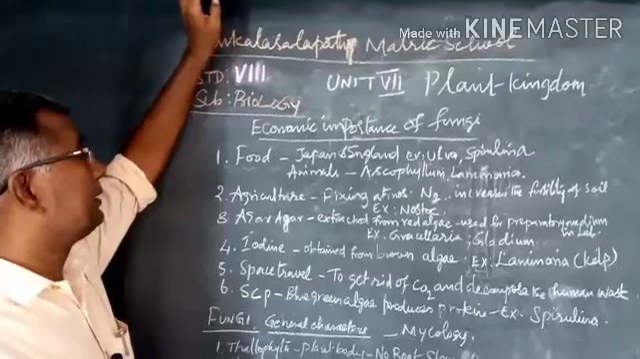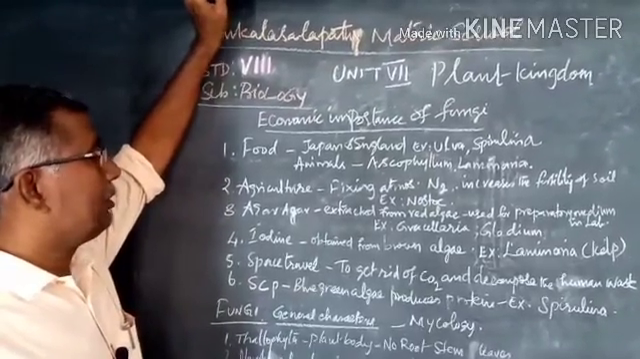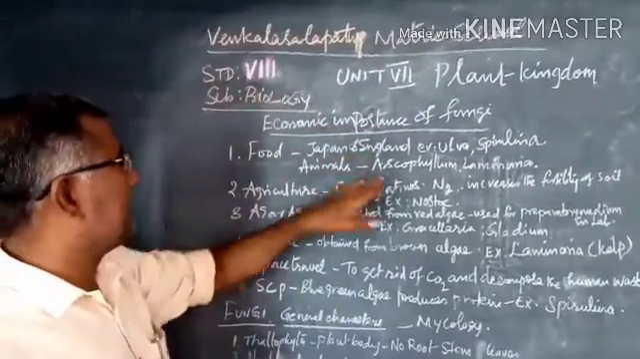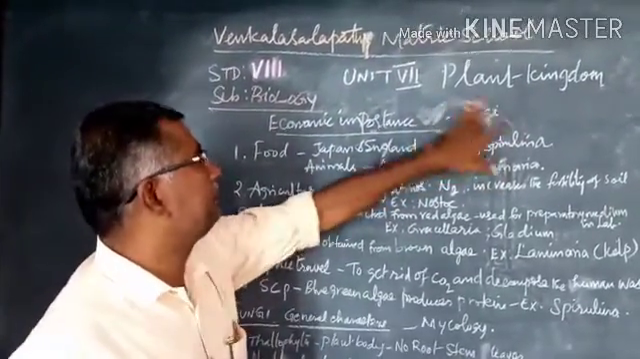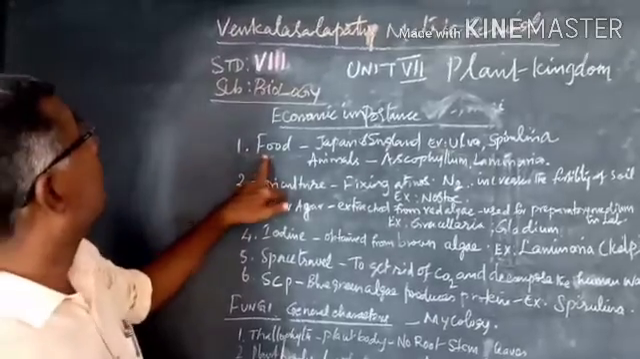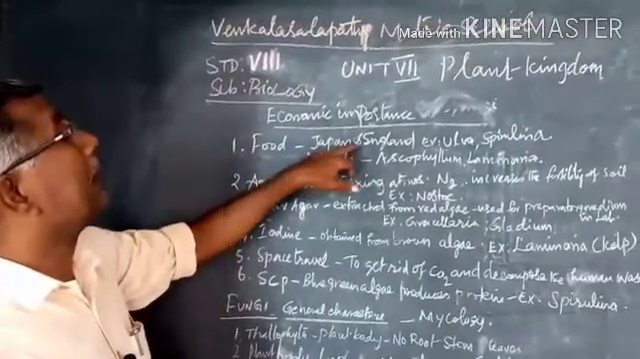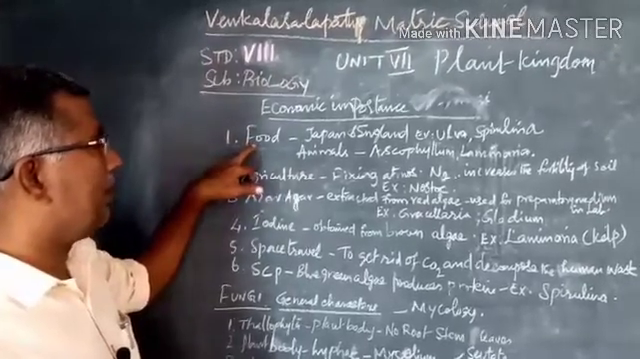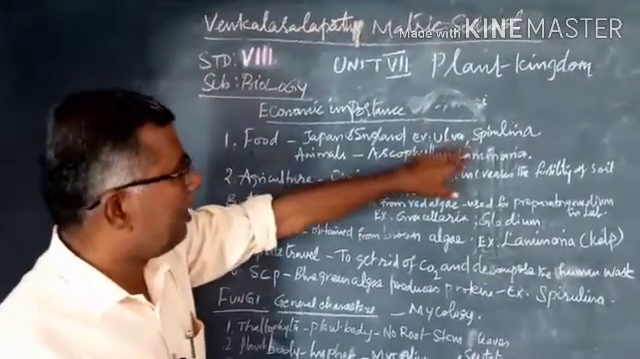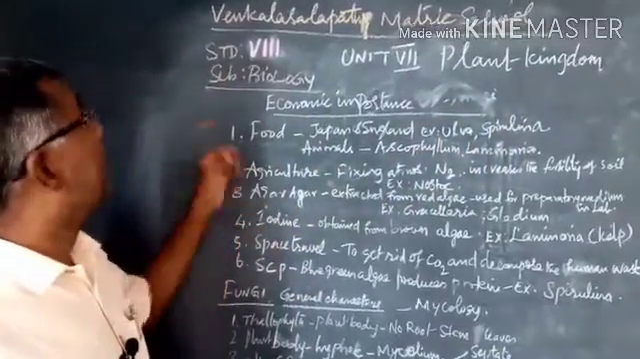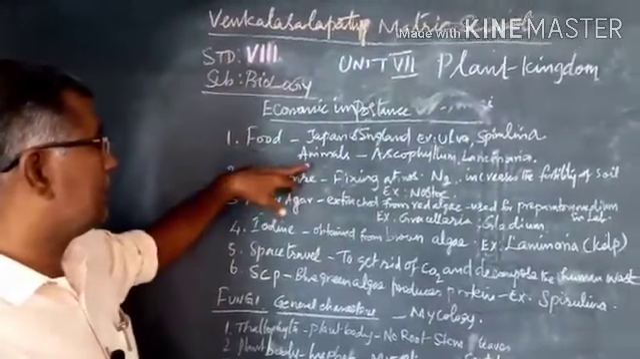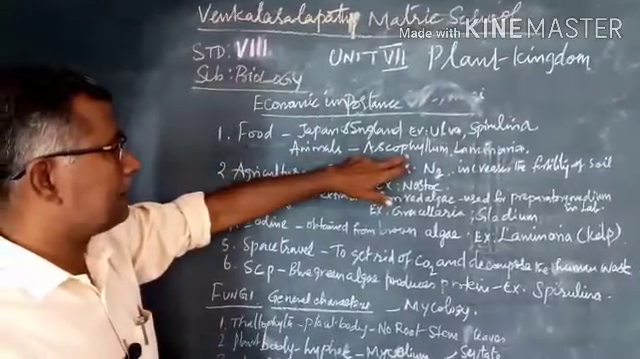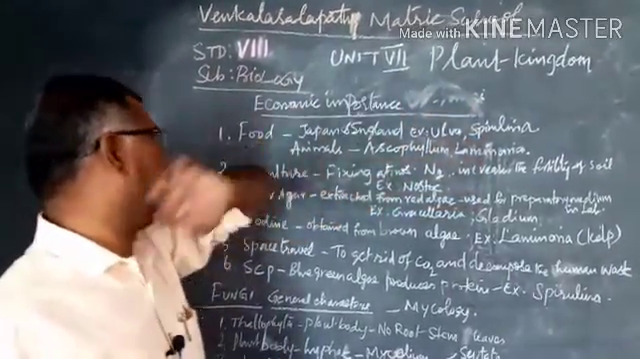Last class we saw about algae. Understand? Today we are going to see about the economic importance of algae. In some countries like Japan and England, people consume algae as food, that is Ulva and Spirulina. Some are used as animal food. The algae are Ascophyllum and Laminaria.